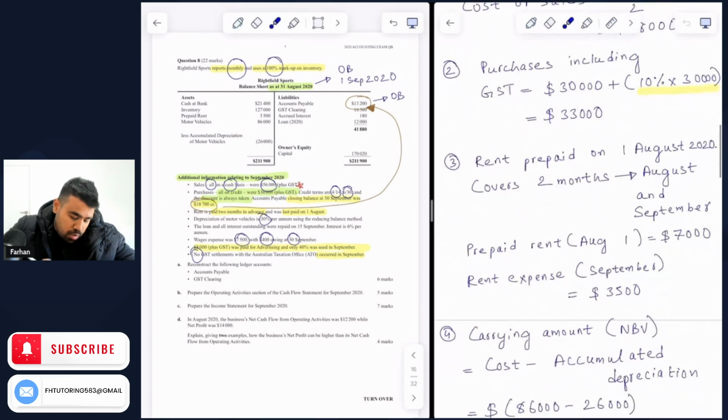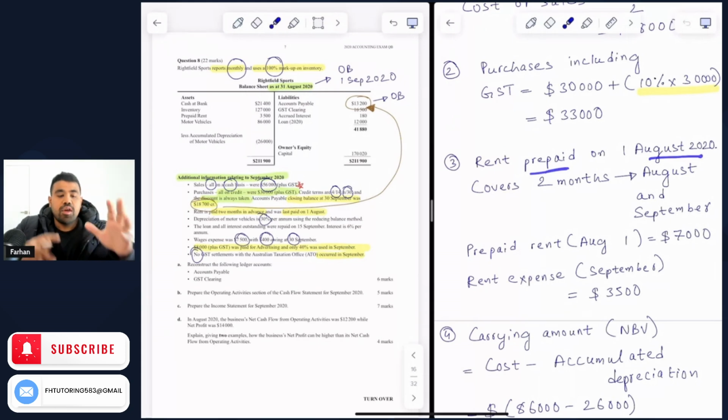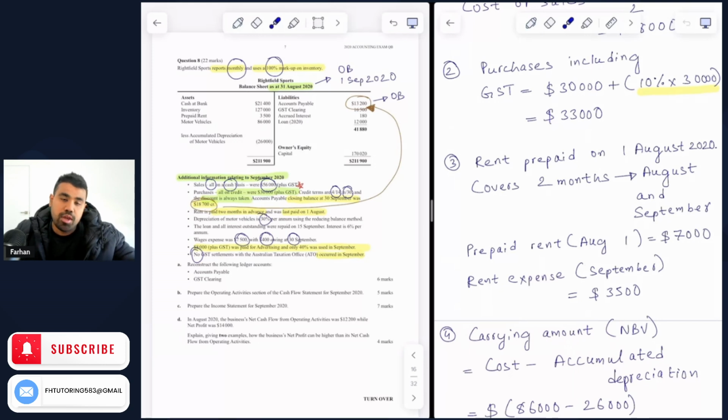Okay, so additional information number 3 says rent is paid 2 months in advance and was last paid on 1st August. Whatever rent was prepaid on 1st August 2020, we understand the question says it covers 2 months. Which means the rent that we have prepaid on 1st August 2020 covers the entire month of August 2020 and the entire month of September 2020.